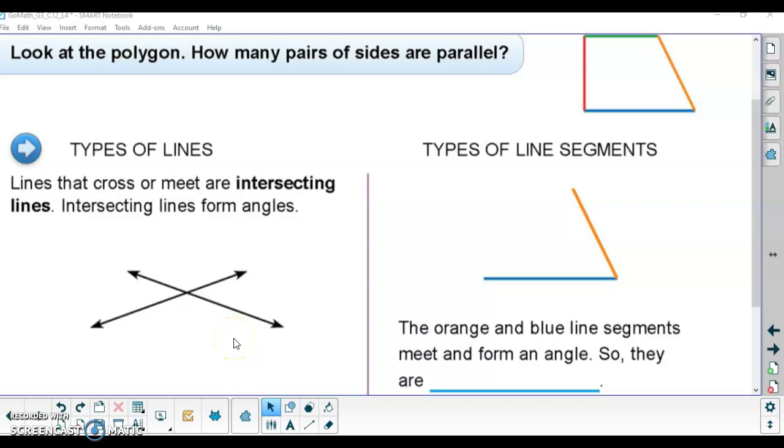Okay, so we've talked about polygons, and we know that polygons are closed shapes. They're plane shapes, so they're flat, and they have angles, and they have line segments that come together and form points. We've talked about that. So now we're going to talk about the different types of lines in a polygon.